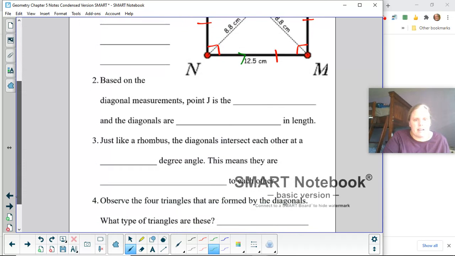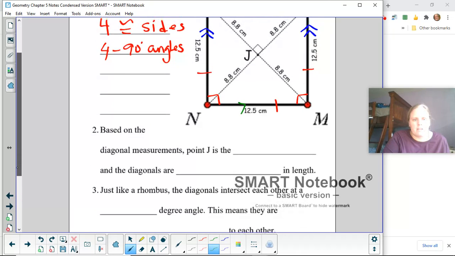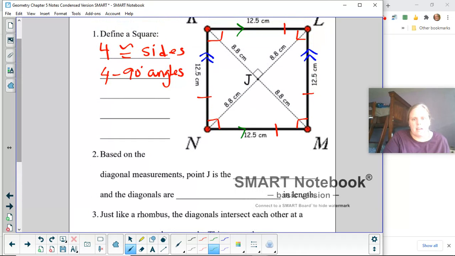All right, based on the diagonal measurements, point J is the what, and the diagonals are what in length. So this is kind of a common theme here. Point J, well, that's right in the middle. All of those happen to be the same length. Whoops, let me add another hash mark so that it's different than my outside length. So I've got 8.8, 8.8, 8.8, 8.8. That would make this the midpoint. And the two diagonals are totally congruent in length.